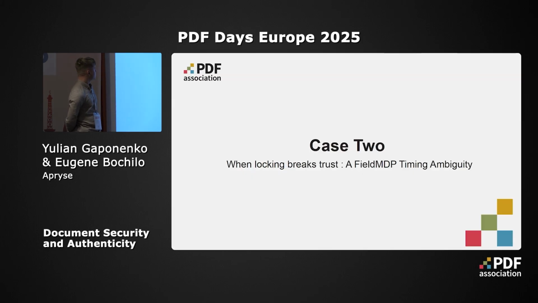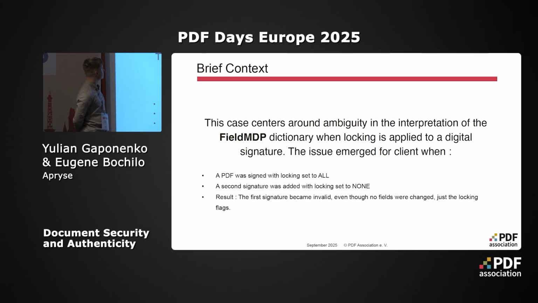Okay, let's move on to case 2. Case 2 is related to FieldMDP, which sounds quite a lot like DocMDP, and actually the main idea of FieldMDP is quite similar to DocMDP. First of all, DocMDP can be set only once, for the very first signature in a document. However, FieldMDP is allowed to be present in any sequential signature.